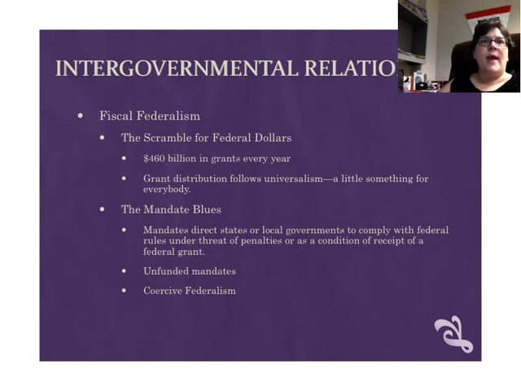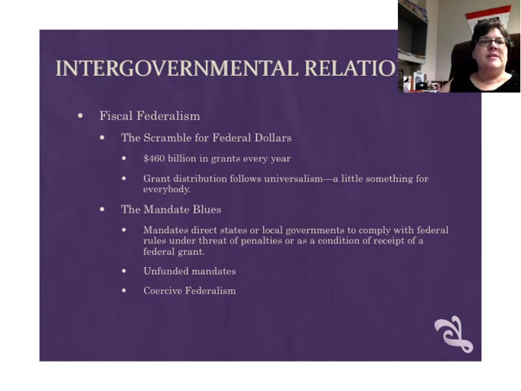This scramble for the federal dollars follows a bit of a principle called universalism. There's a little something for everybody. So every state gets a little bit of something, okay? But some states get more than others. And if you back up to that map, you can see a little more of that. I took out another map that showed that, but I'll pop it up on our Moodle site.